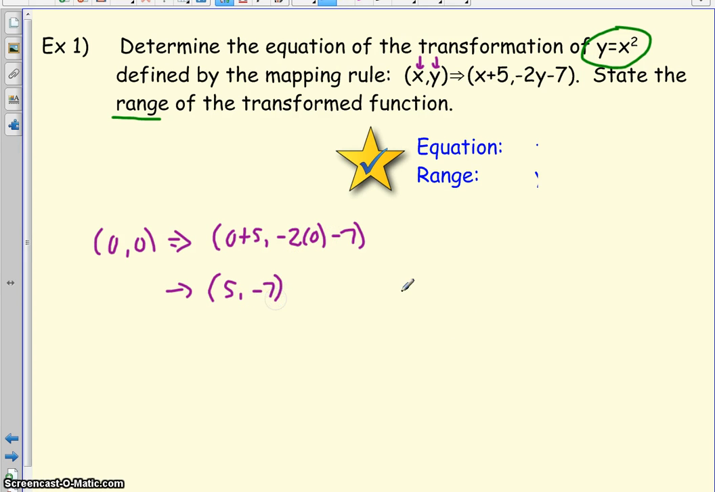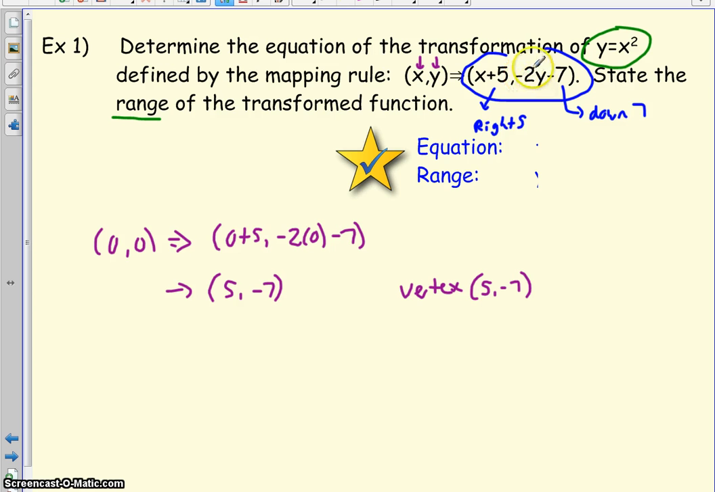So my vertex of my new parabola is going to be at (5, -7). Okay, the original vertex was at (0, 0). I went through this transformation, and I wound up at (5, -7). The other way you could think about this is trying to get the transformations from here. My x values, I have a translation to the right 5. I have a shift that's down 7 for the y.